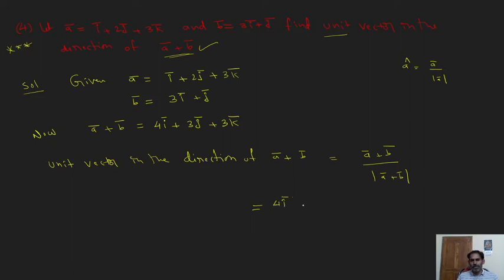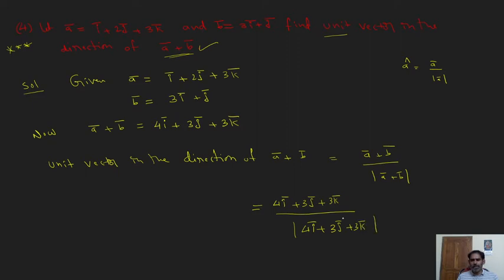4i bar plus 3j bar plus 3k bar. Given vector A bar divided by magnitude. In the direction means plus. So that's why I am taking here plus. So for modulus of 4i bar plus 3j bar plus 3k bar.